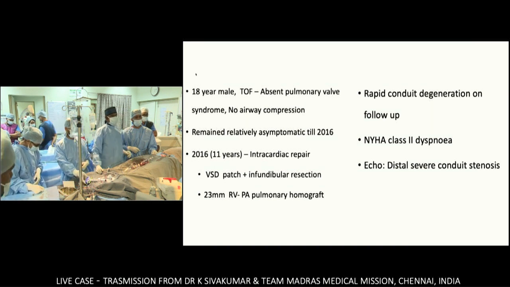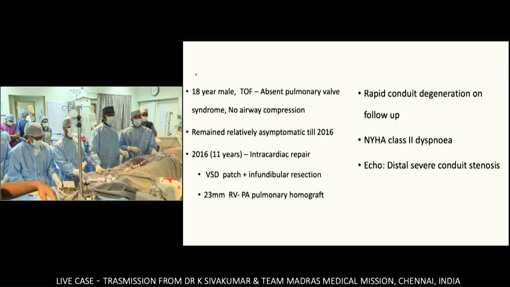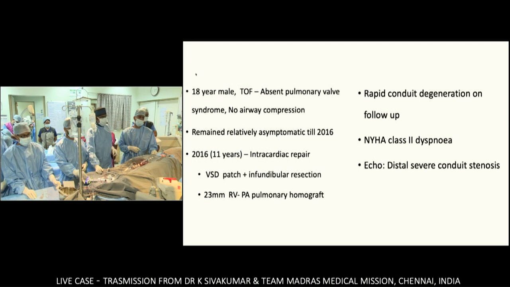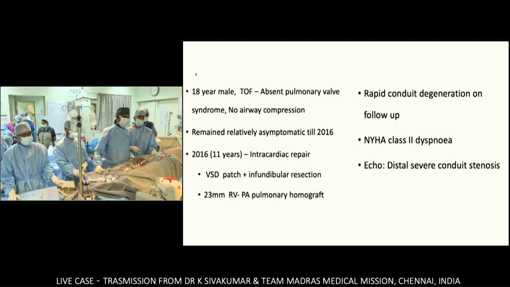The proximal part of the pulmonary homograft ballooned out, whereas the distal anastomosis of the pulmonary homograft to the dilated pulmonary arteries developed severe stenosis. This distal stenosis resulted in more and more proximal dilatation, and the proximal pulmonary homograft's valve totally started leaking.